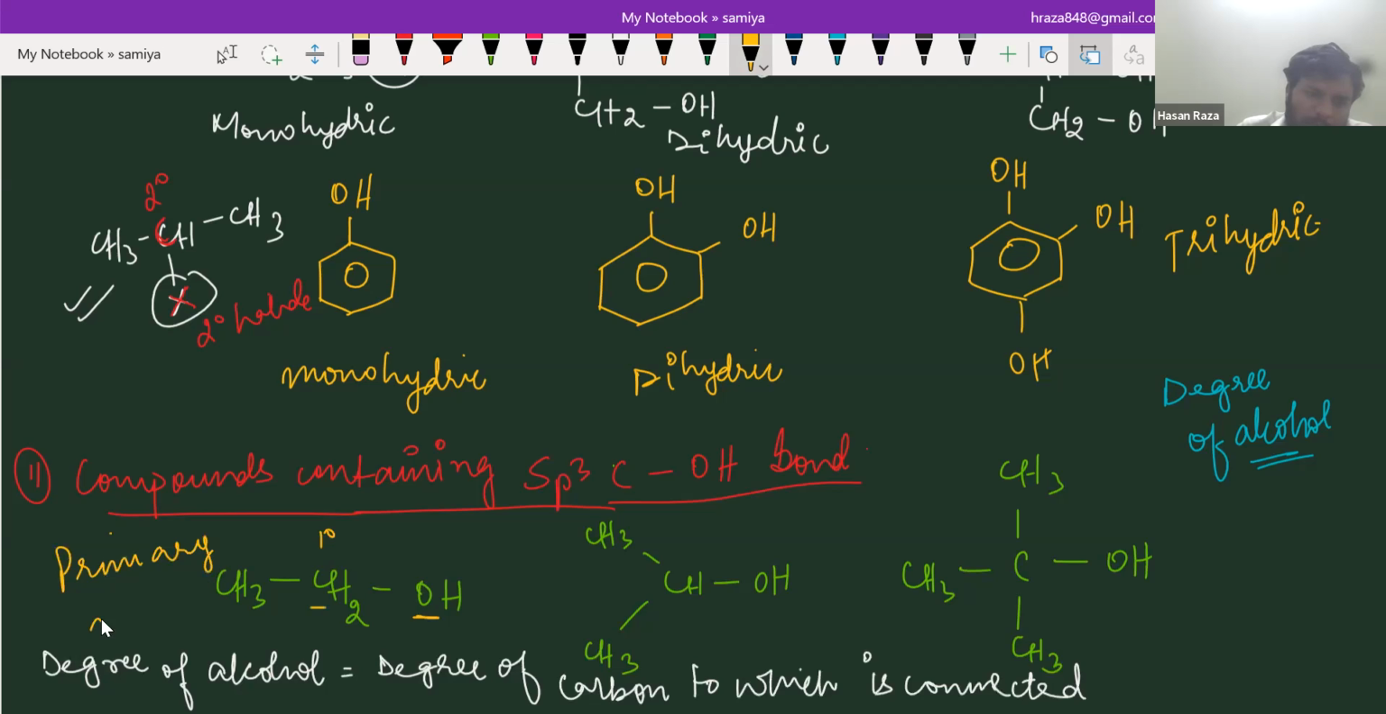This is primary alcohol. And in the same way, in order to calculate the degree of this alcohol, you need to calculate the degree of this carbon. So it is 2 degree. That means this is secondary alcohol. And in the same way, what is the degree of this alcohol? Tertiary, 3 degree. Yes or no?